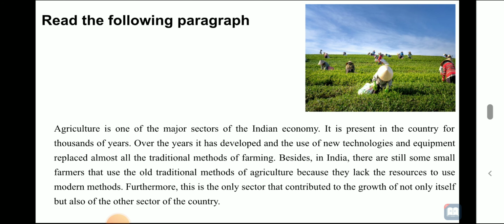Now you go through this paragraph, and then there will be a few questions for you, and you have to identify the right answer.